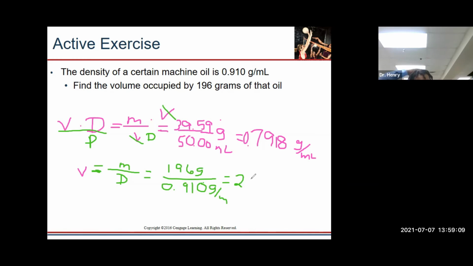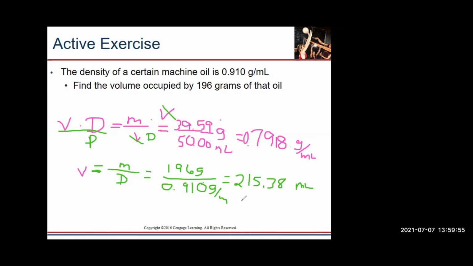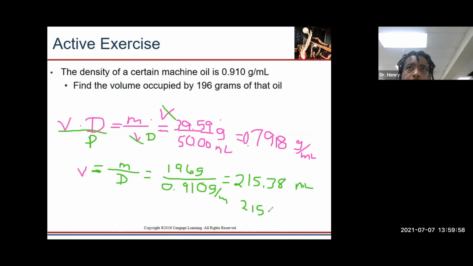So how many sig figs should I have? I have 1, 2, 3 here. And how many do I have up here? Okay, so we're good with sig figs, so 3 sig figs. So I get 215.38. If I'm going to round to 3 sig figs, what should be my answer? Okay, 215 milliliters.